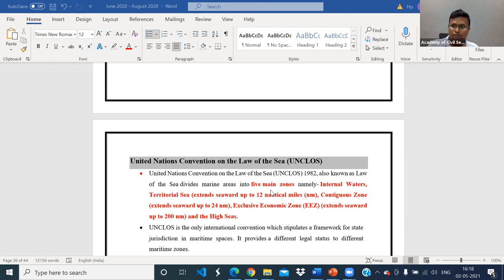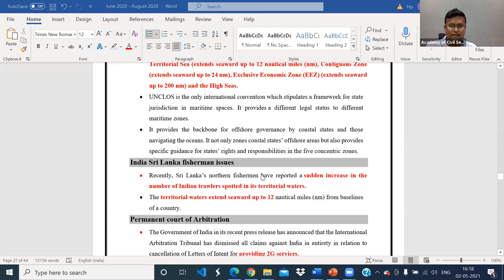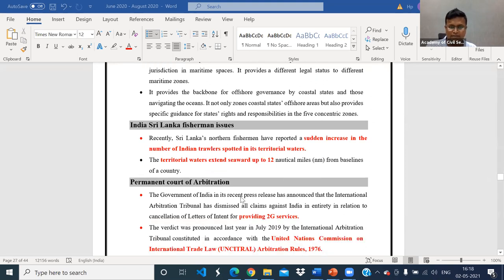This is what we have to understand: these are the classifications of sea sovereignty under the United Nations Convention on the Law of the Sea. And the India-Sri Lanka fishermen issue, I told you that Indian fishermen are falling into the territorial sea of Sri Lanka. Territorial sea is 12 nautical miles from the coastal region.